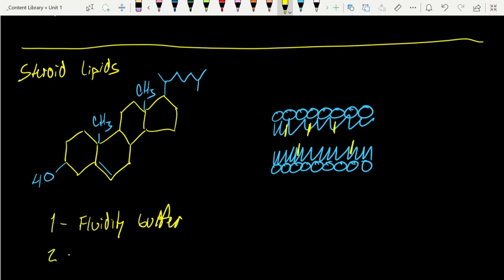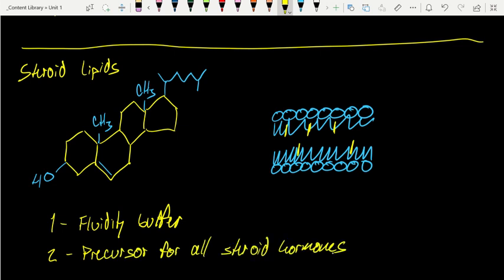The second thing that cholesterol is, this is a precursor for all steroid hormones. And I hope you were able to recognize this. If we're thinking about testosterone, estrogen, progesterone, cortisol, aldosterone, all of these key steroid hormones, so important for bodily function, they're all based on this same four-ring structure.